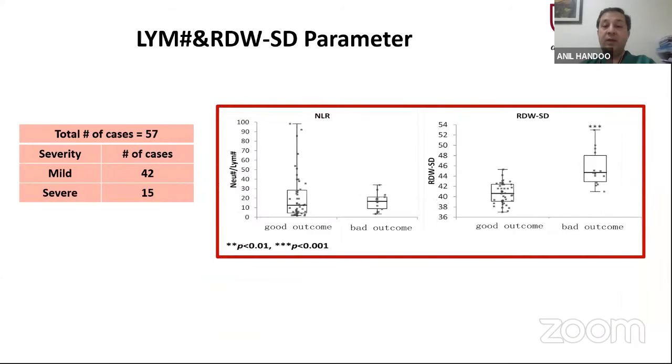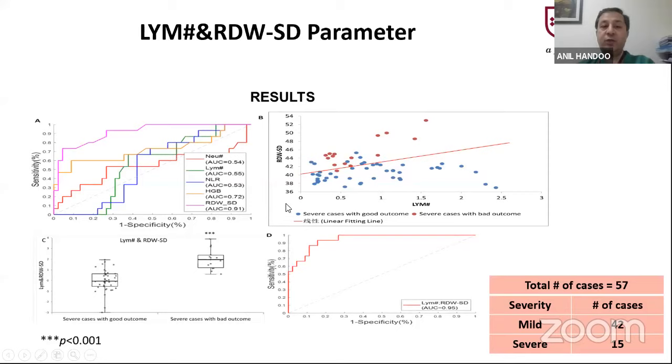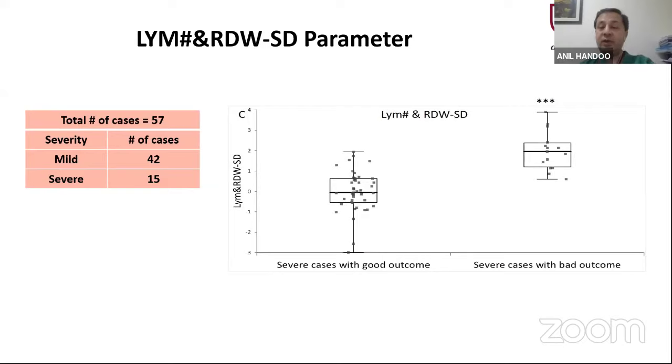So if you look at these parameters, you are able to figure out that there is a very distinct parameter of lymphocyte absolute counts with RDW-SD. And when you take these parameters together, you are able to differentiate two distinct groups, one which is severe with good outcome, and the other which is severe with a bad outcome. So this is very distinct, what is obviously seen on your screen at this point of time, and gives a very interesting parameter from the hematology analyzer itself.